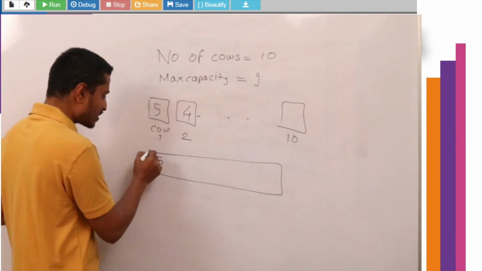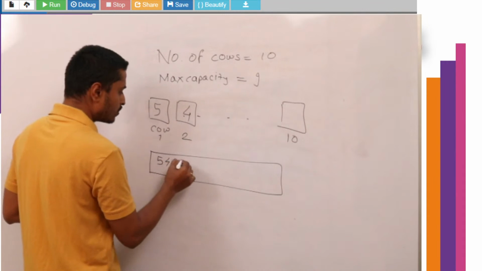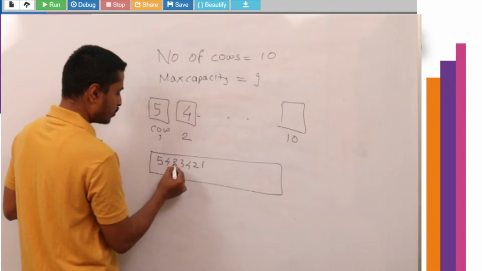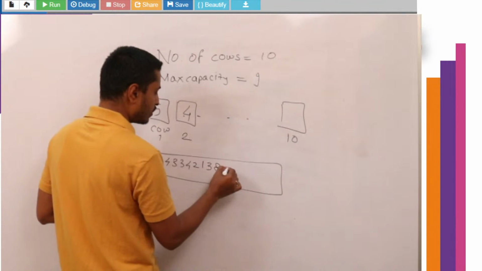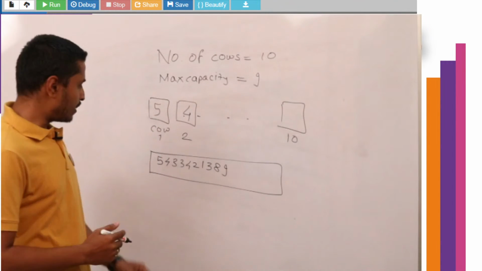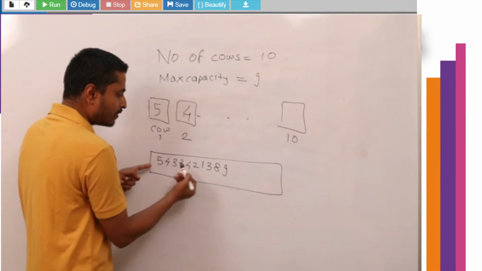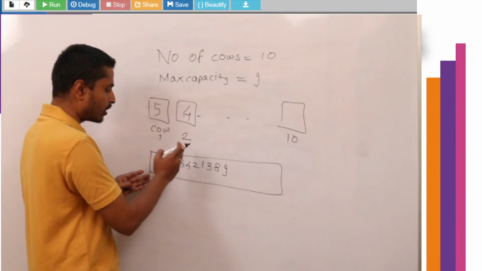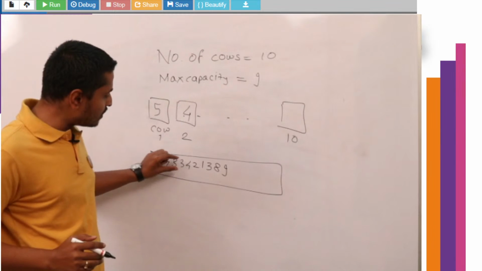So how is the data coming? 5, 4 and so on up to 3, 4, 2, 1, 2, 3, 4, 5, 6, 7, 3, 8, 9. Okay, maybe cow 1 has given 5 and cow 10 has given 9. So these are the different milk capacities, that means 5 liter, 4 liter, 3 liter and so on. So the data is coming in this way.